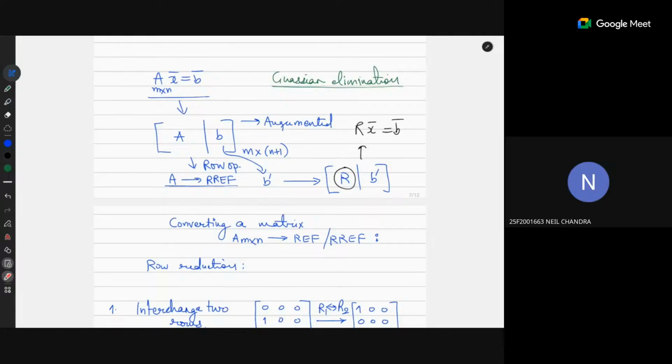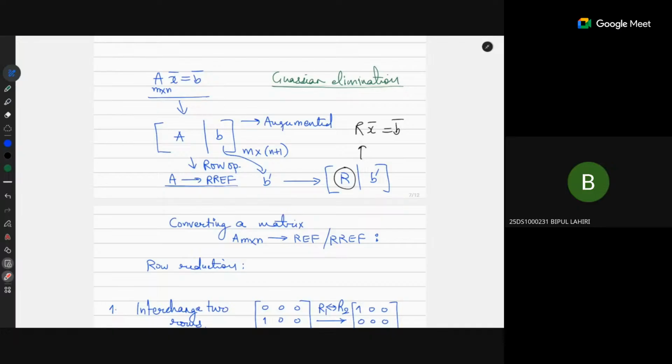Once we get the augmented matrix, now we aim to convert our coefficient matrix into an RREF form. We convert that into an RREF form by applying the row operations that we just discussed. Sir, and why are we doing this? Are we doing this to get the solution to the system of linear equations? Yes.